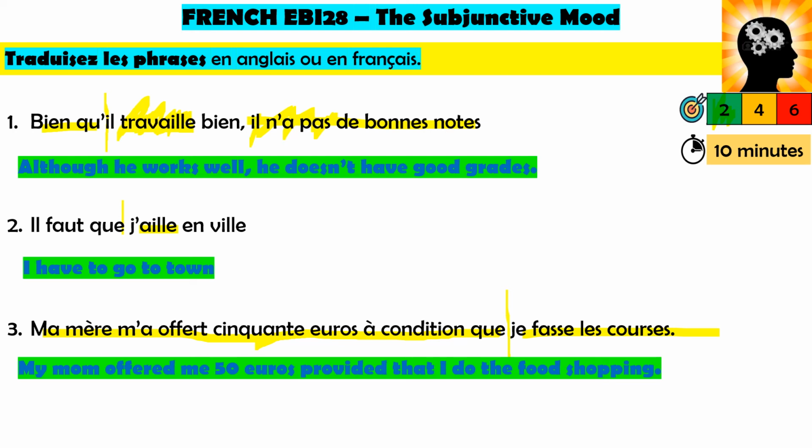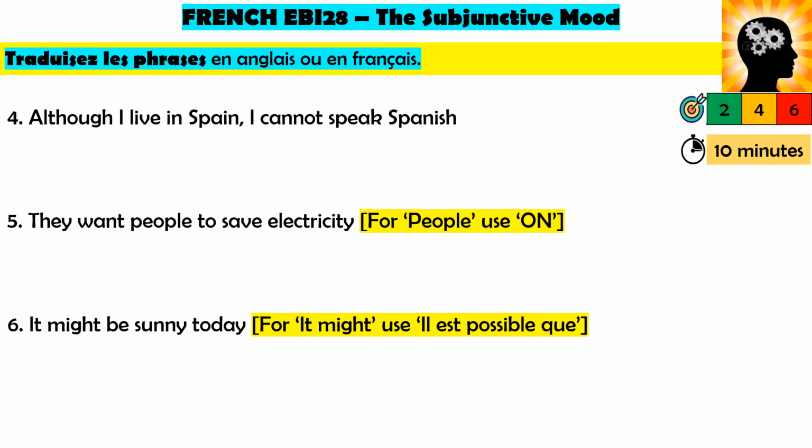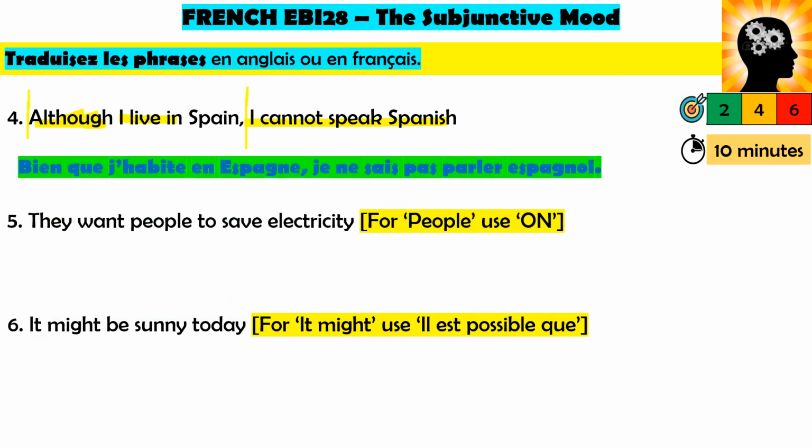Now we're going to go on to the trickier ones, putting them into French using the subjunctive. Et voilà. Although I live in Spain, I cannot speak Spanish. Now this is separate from the subjunctive. Although, so this is what we'd call the main clause, even though it's one word long. I live in Spain. So it should be, bien que j'habite en Espagne, je ne sais pas parler espagnol. In terms of subjunctive, this verb is in the subjunctive, but again, it's a regular ER verb, so they look the same, you can't even tell.